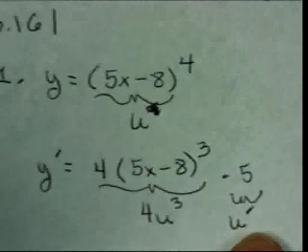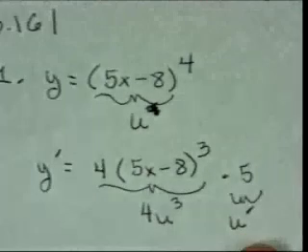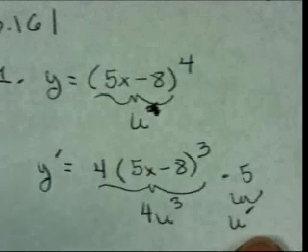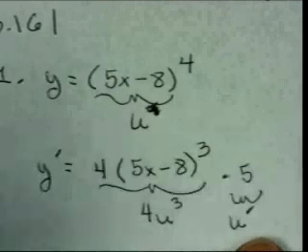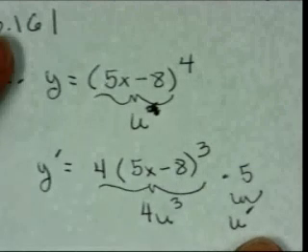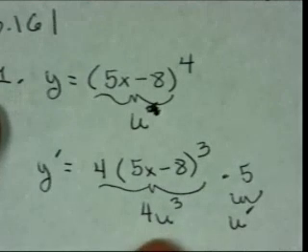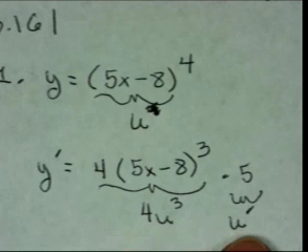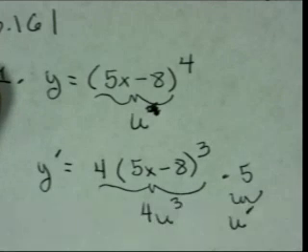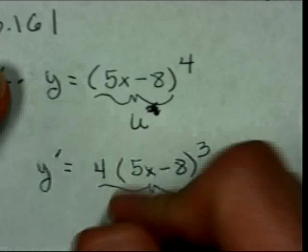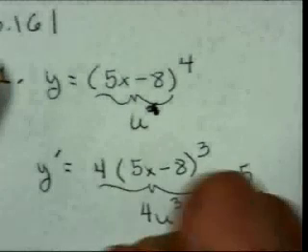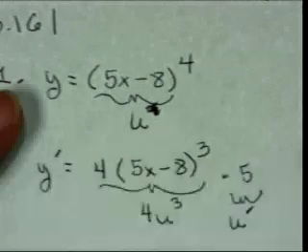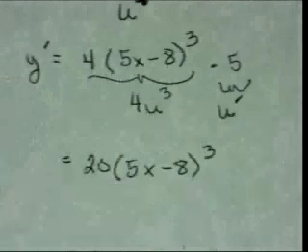Now, Miss Ashley, what did you want to say? Can you say it like f prime of u times u prime? Absolutely. Yeah, and that's how it's written in the book. This is f prime of u, the derivative of u to the 4th. This is the derivative of u. Now you can clean that up to be 20 times 5x minus 8 cubed, and that's the derivative.